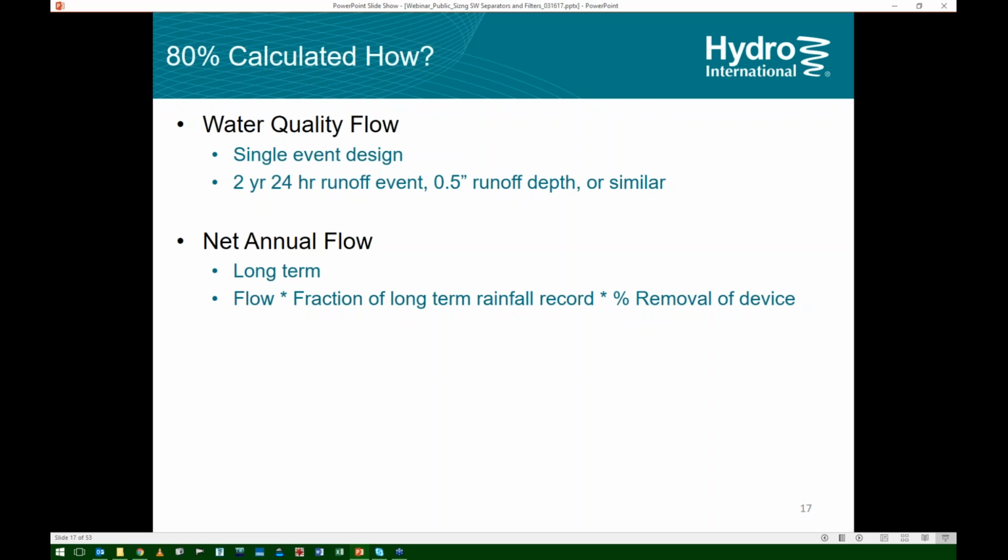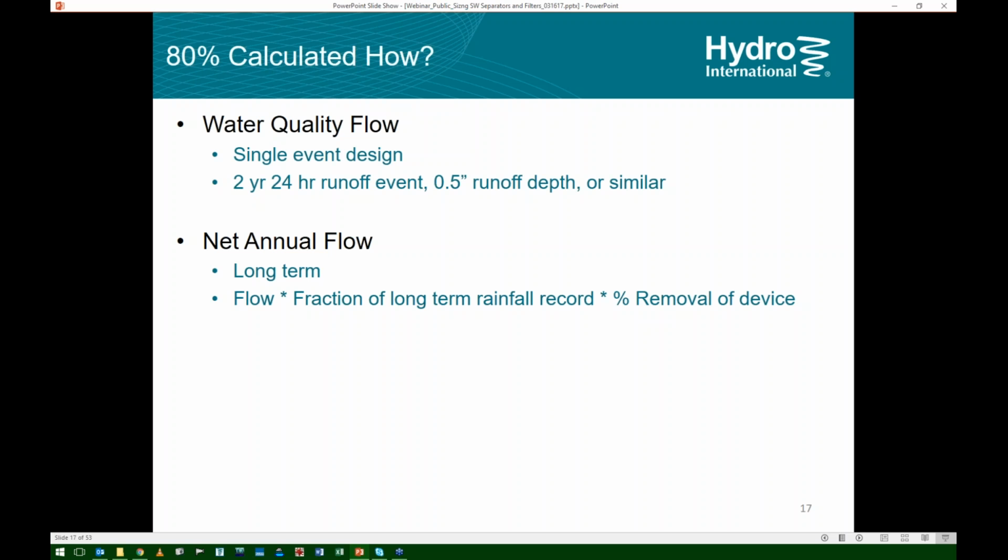There's 2 primary calculations we can do. One is what we call the water quality flow or single event calculation, and it takes a certain event, like it might be a 2-year, 6-month or whatever rainfall, 24-hour rainfall event, a half-inch runoff depth. It's some sort of event that generates a flow that you have to treat to a certain standard.